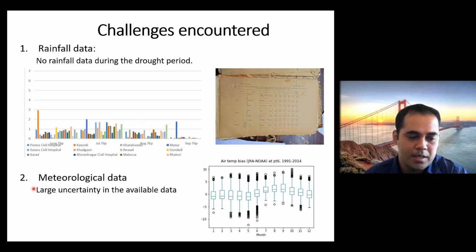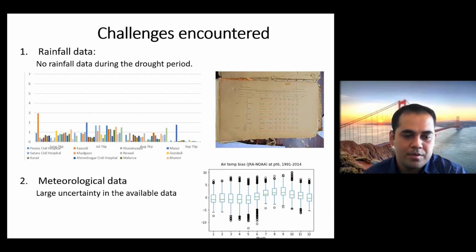And the other thing is the meteorological data. There are some global reanalysis datasets which have data for our time period. However, there is large uncertainty in the available data. Therefore, we had to come up with some interesting approaches and techniques to use the limited available data and generate the model usable meteorological and hydrological datasets.